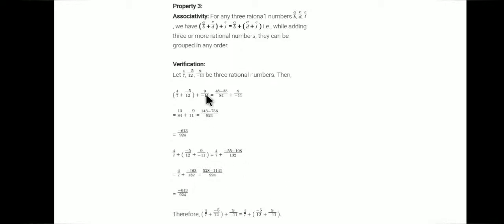We can observe that if we group the first two rational numbers, the sum is minus 613 upon 924. And if we group the second and third rational numbers, the answer is still the same. So it does not make any difference if we group the first two rational numbers together or the second and third rational numbers together. The sum still remains the same.